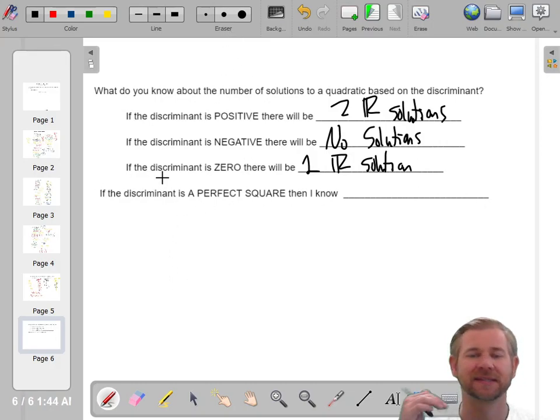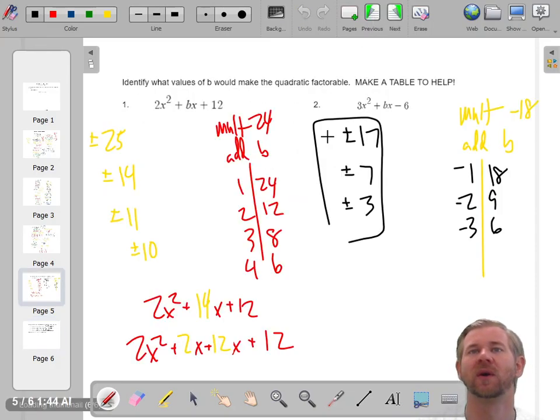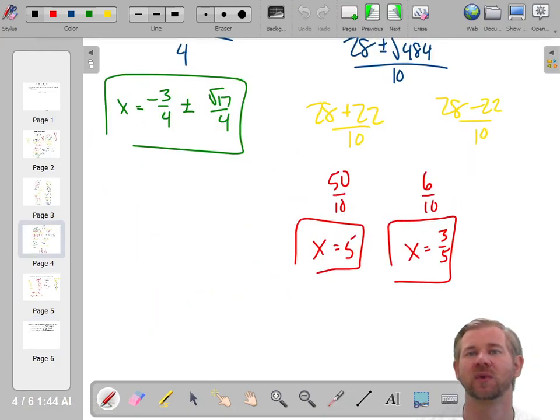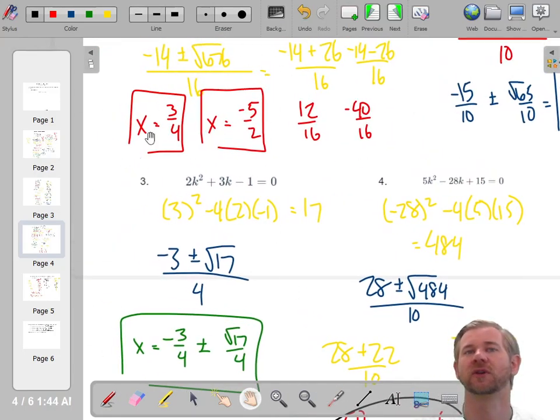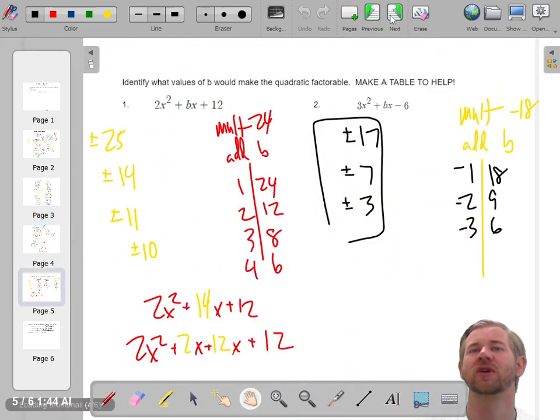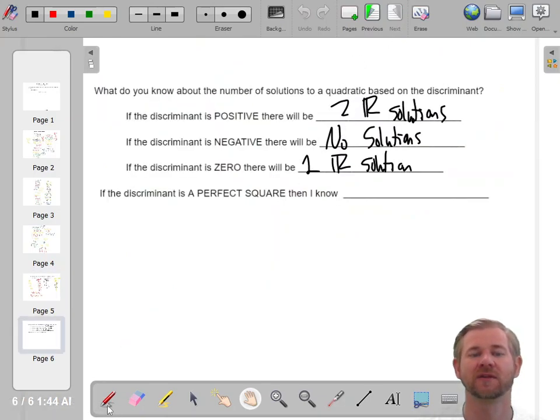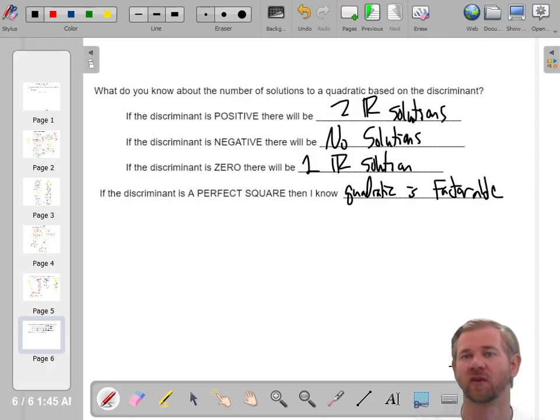And the last thing, this is just a handy trick. If the discriminant is a perfect square, so that was, let's see, this one and the one above it, I think. No, the one over here. Those are rational. That means that you could have factored it. So then I know that the quadratic was factorable. And if you have a choice between factoring and using the quadratic formula, I always choose factoring. So it's nice to know if something is factorable.